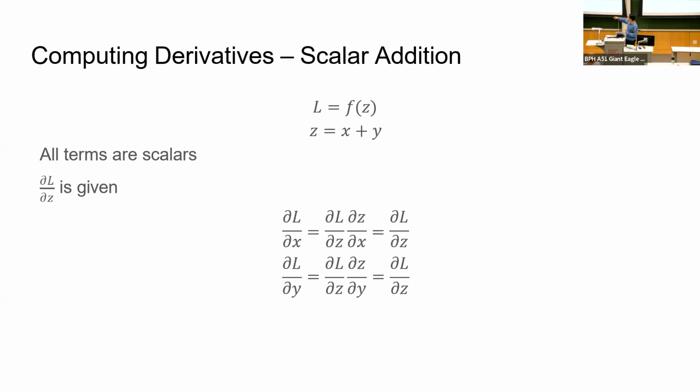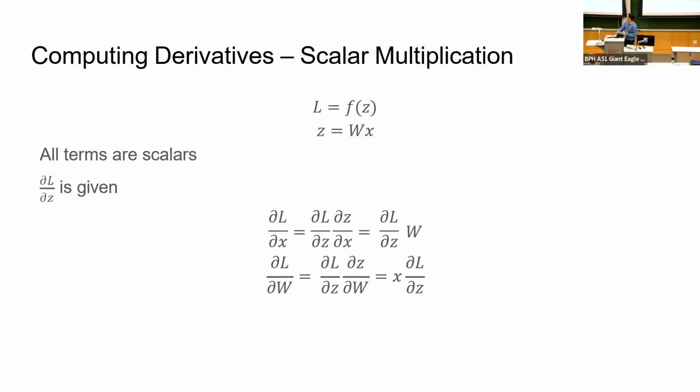Similarly, for the second term in z, which is y, the derivative of loss with respect to y is del L by del z times del z by del y, and del z by del y is again 1, so we are left with del L by del z. Pretty straightforward, just takes some practice, I guess.